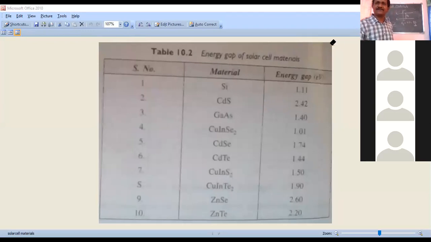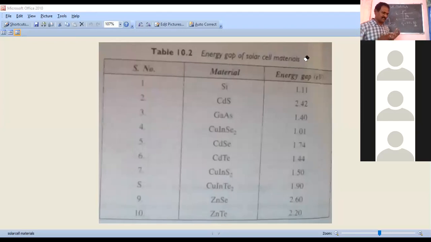Okay, now these are the requirements for solar cell materials. That ends our solar cell topic. Is it audible to all of you? Yes, sir.